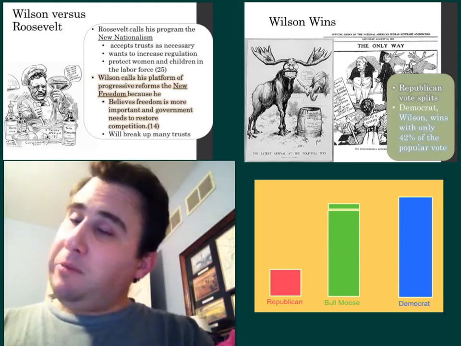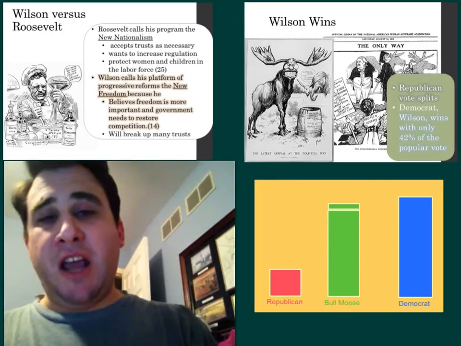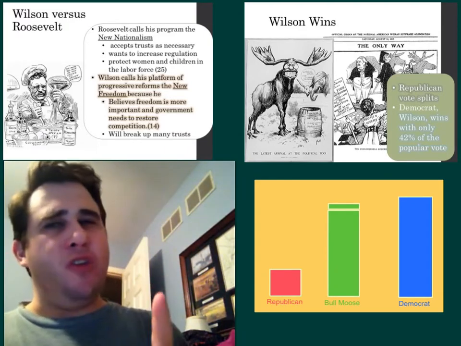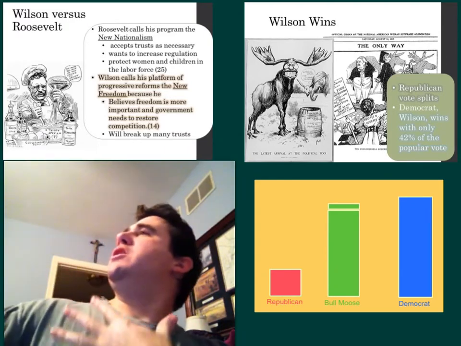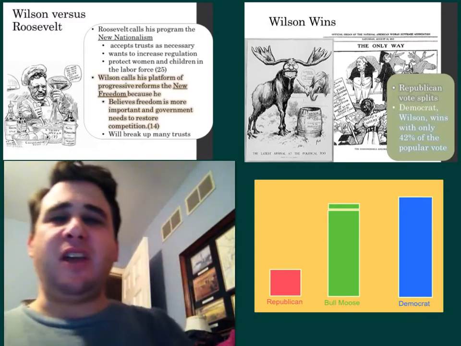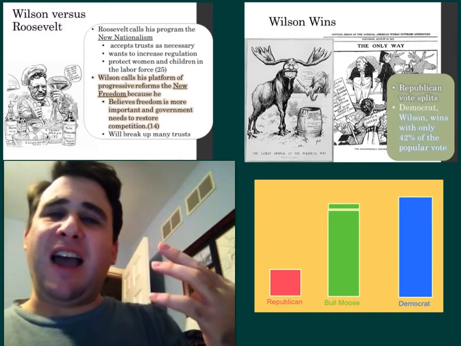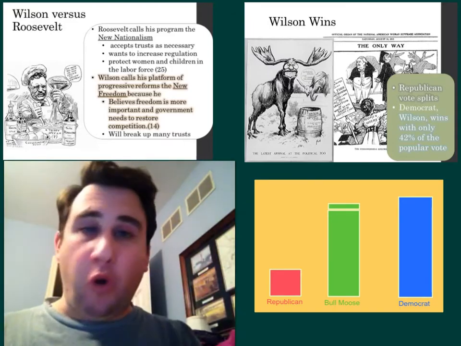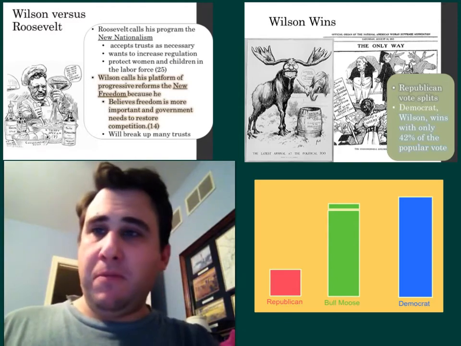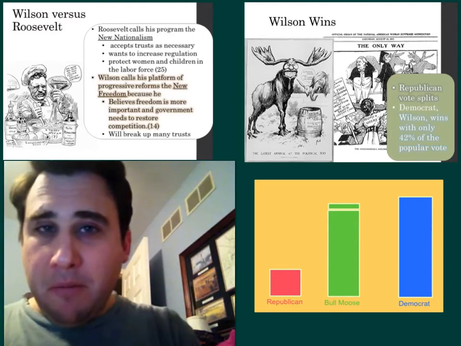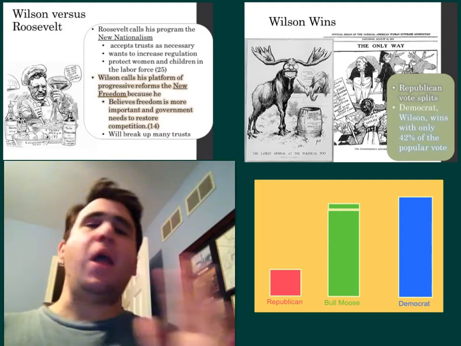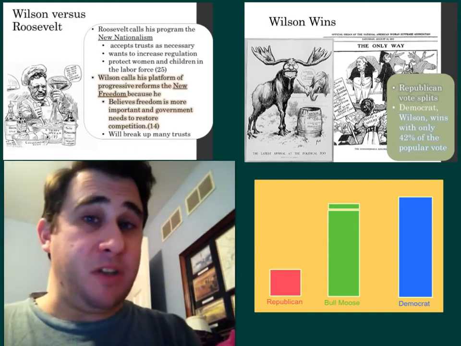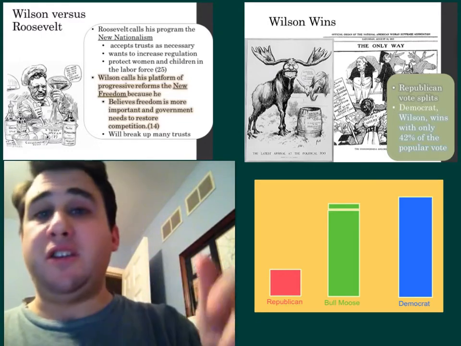Now, on the flip side, Woodrow Wilson's going to say, you know what, I appreciate all that nationalism nonsense, but what I'm going to call this is the new freedom. And this idea of the new freedom is the concept that Wilson puts forward, which is that freedom is way more important than government regulation. That freedom is way, way, way more important than simply big business doing what it wants to do and government telling it what to do.